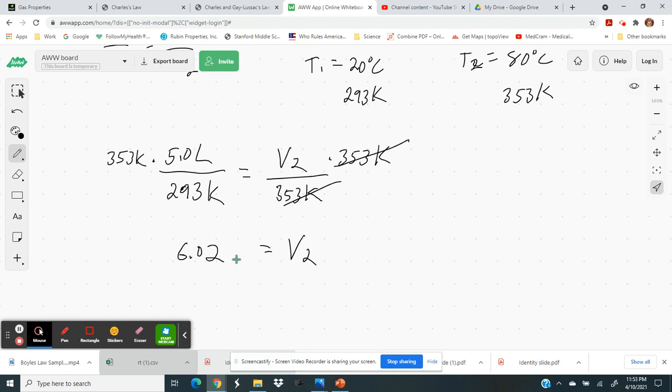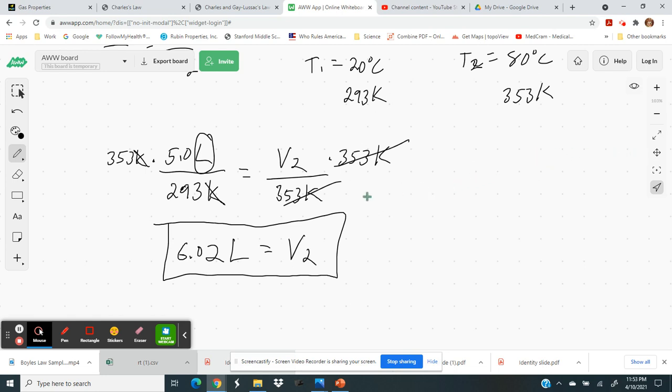And that's the answer. Notice that the kelvins cancel, and that leaves us with liters, which is the appropriate volume. This could have been milliliters, could have been gallons, but in this case it was liters. And so this is how you would use Charles' law. If you have volumes and temperatures changing, you plug them in and solve for the one you're looking for. Pressure should be constant on this one. So that's problem number one.